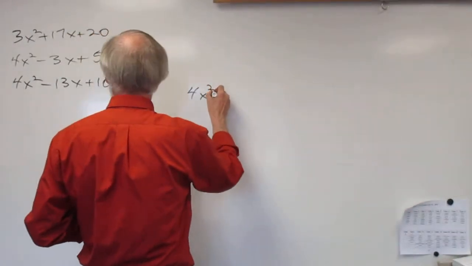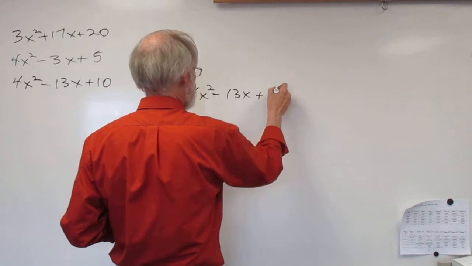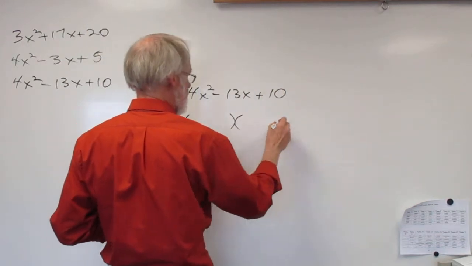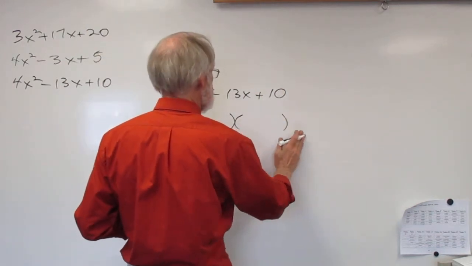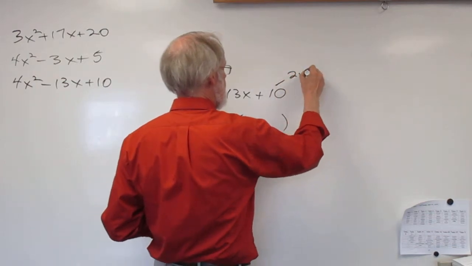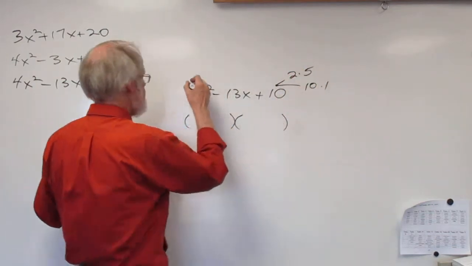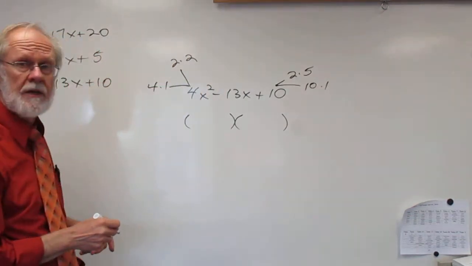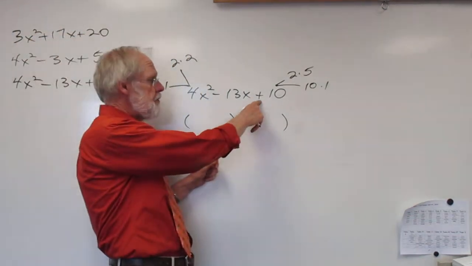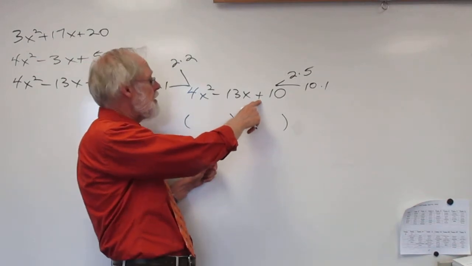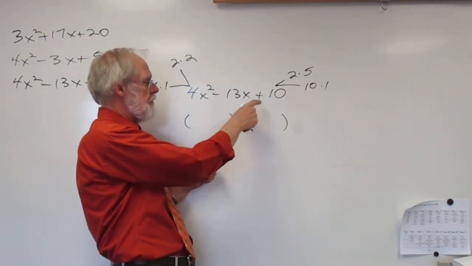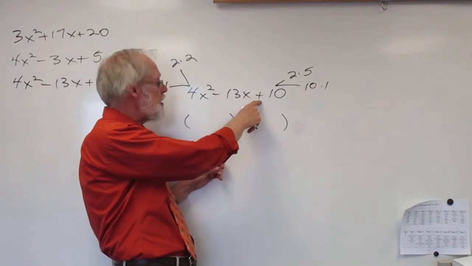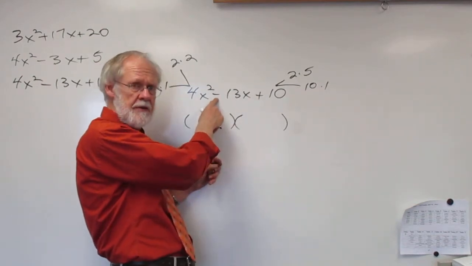4x squared minus 13x plus 10. Okay, let's go to this. And this one can be 2 times 5 or 10 times 1. This one can be 2 times 2 or 4 times 1. So now we have a lot of possibilities. One thing we do know is that they're both going to be minus signs. That's a plus, that's a minus. A minus times a minus gives me a plus, and a minus combined with a minus gives me a minus.